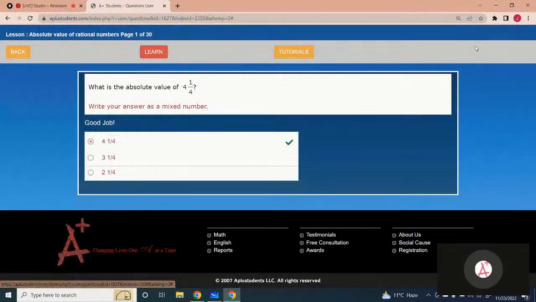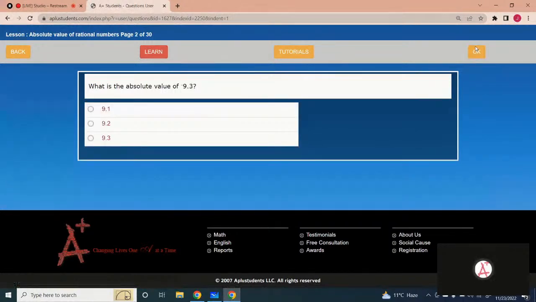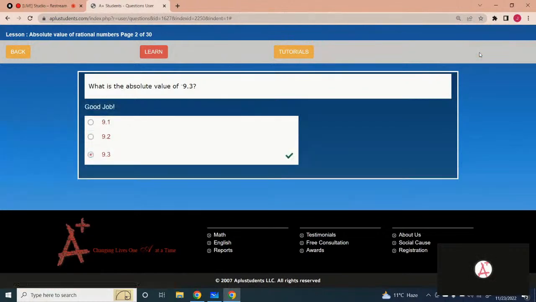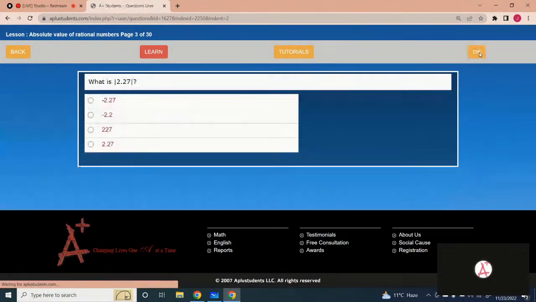So just keep a very important point in your mind. Absolute values are always the positive values. Got it? Just write the value with the positive sign or with no sign. So like for this one, what is the absolute value of negative 9.3? It would be 9.3. Got it? Because the absolute values are always positive values.